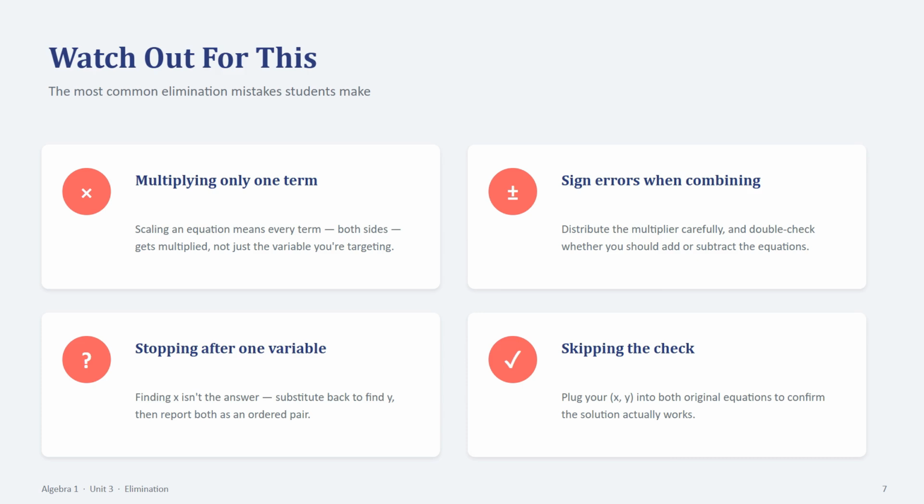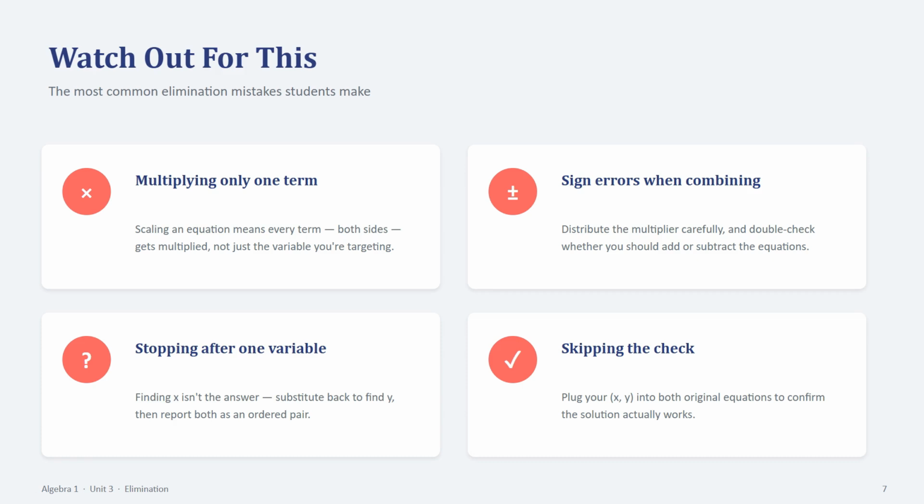Another mistake is sign errors when combining. Distribute the multiplier carefully and double check whether you should add or subtract the equations. Another one is stopping at one variable. Finding x isn't the answer. Substitute back to find y, and report both as an ordered pair.